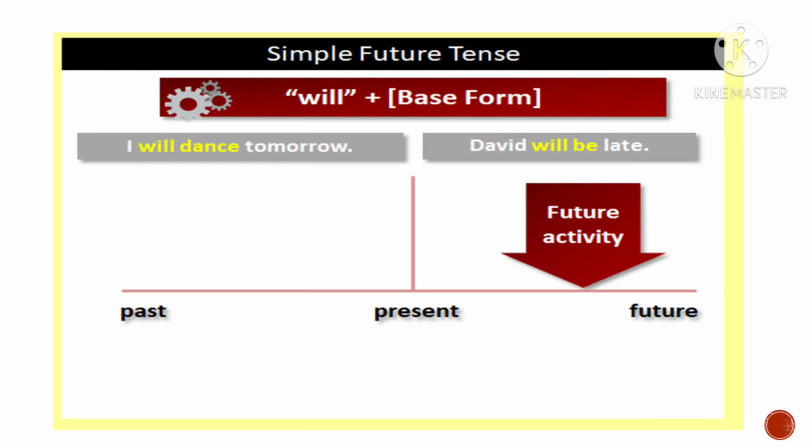An infographic explanation of the simple future tense is the use of will plus the base form of the verb, like will walk, will dance. I will dance tomorrow. David will be late. So that is to use simple future tense by stating future activity.